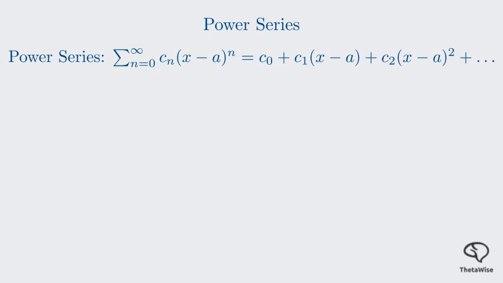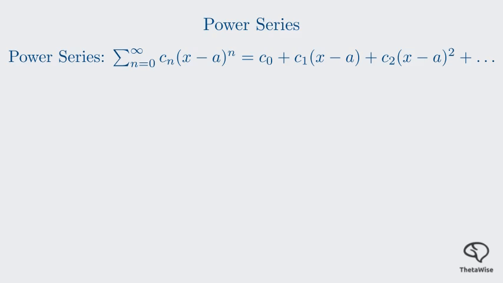The key question for a power series is, for what values of x does the series converge? The set of all such x values is called the interval of convergence. To find the interval of convergence, we use the ratio test. The result of the ratio test will be an expression involving x. We set this expression less than 1 and solve for x.